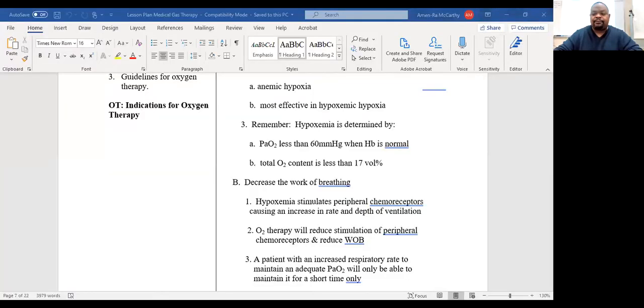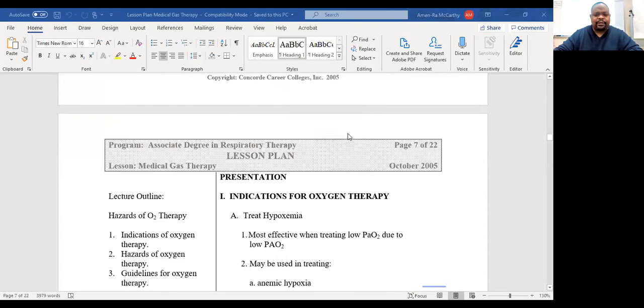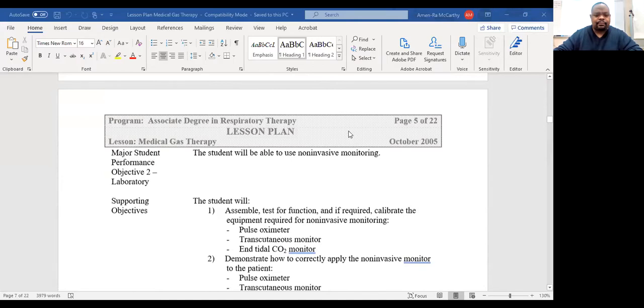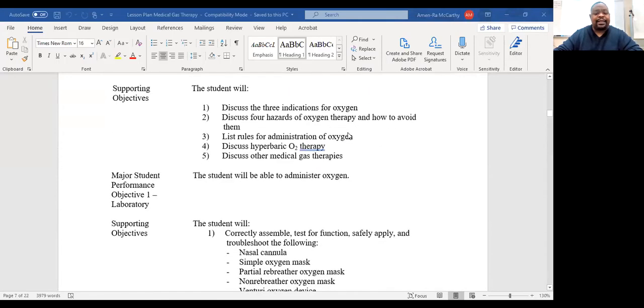All right. Now, I will go over this. I don't know if the lecture talked about the objectives. I'm pretty sure it did, but we'll go over the objectives right quick. All right, so the student will be able to discuss the three indications for oxygen. The lecture told you last night the three reasons why we give oxygen.